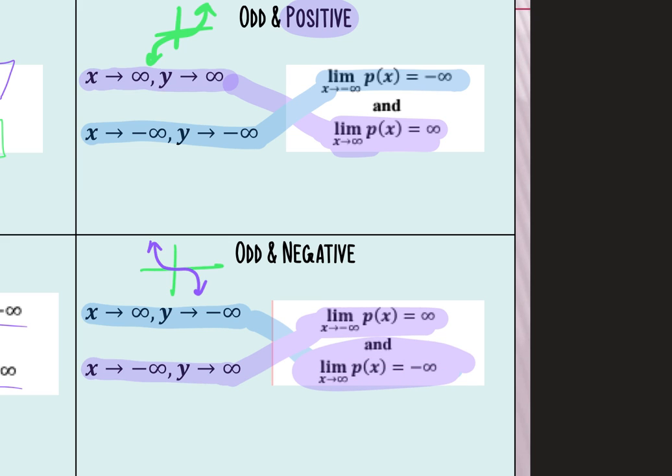Limit, and if you're doing end behavior, you're going to have one that goes x arrow negative infinity and one that goes x arrow positive infinity. X arrow negative infinity is saying the left side of your graph. X arrow positive infinity is saying the right side of your graph. And then you have to do the corresponding y.